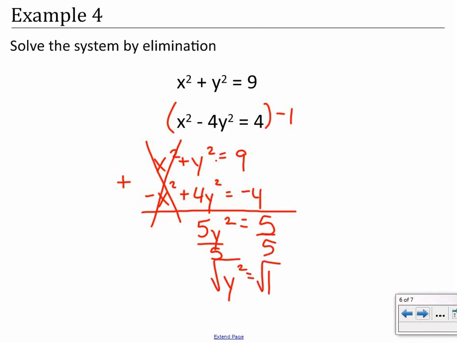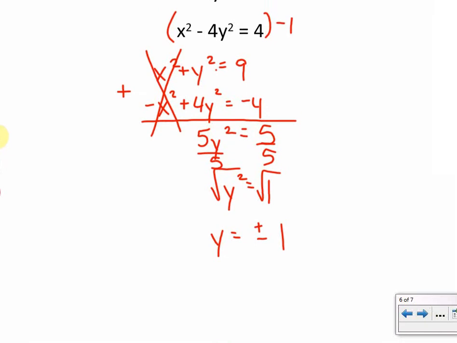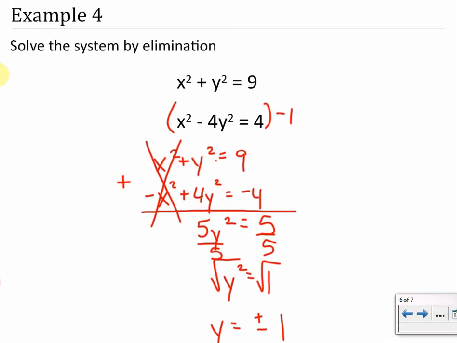Take the square root of both sides. Remember, y then becomes plus or minus 1, which is important here because I'm going to plug in both +1 and -1 into my equation to see if I get two different answers. So now you can take either of the equations, the first or the second, and substitute positive and -1 into them to get the x coordinates. We'll just do the first one. It doesn't matter. You should get the same answer.